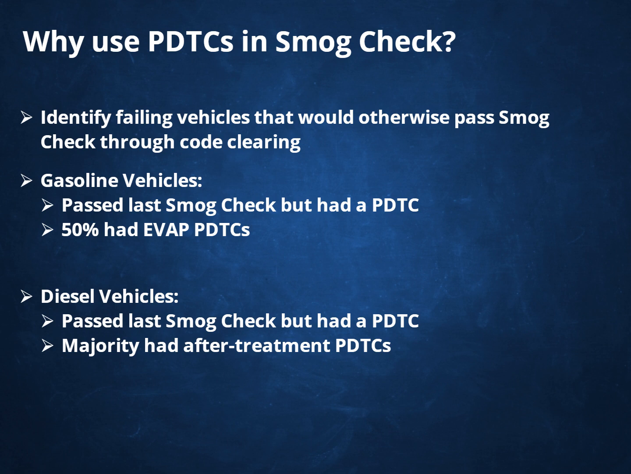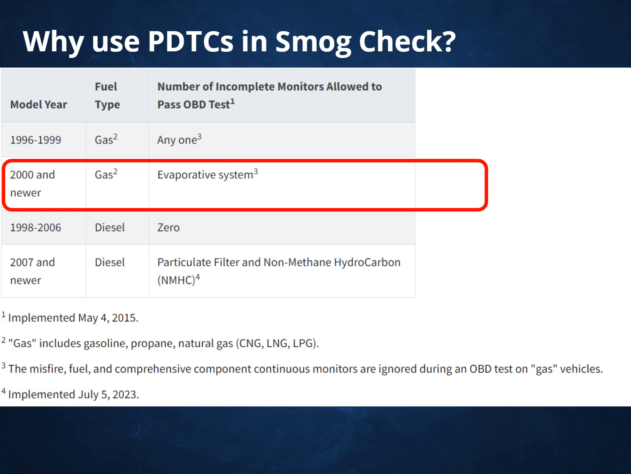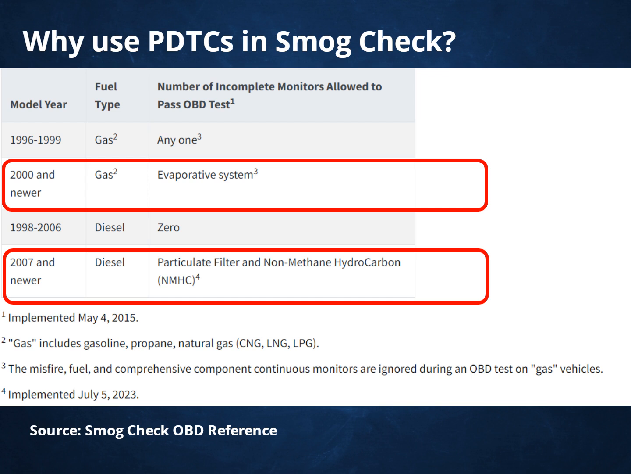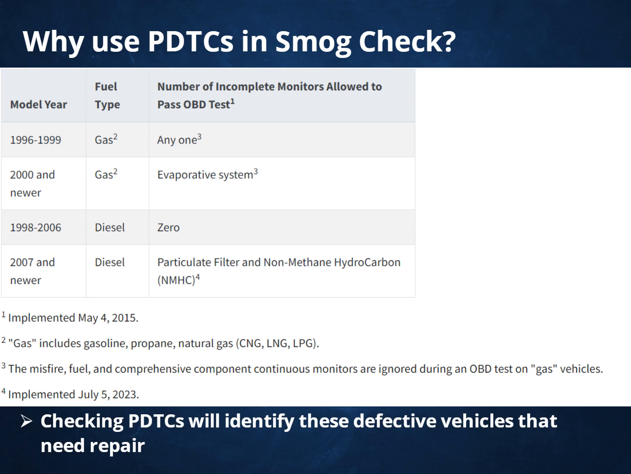The current smog check program allows the EVAP monitor to be unset to pass the smog check for gasoline-powered vehicles and particulate filter and non-methane hydrocarbon catalyst monitors for diesel-powered vehicles. While these allowances for unset monitors were to allow vehicles that had difficulty running the EVAP monitors for gasoline-powered vehicles and after-treatment monitors for diesel-powered vehicles to pass their smog check, this also allowed some code-cleared defective vehicles to pass their smog check. By incorporating PDTCs as an additional measure in the Smog Check program, PDTC implementation assists in closing this loophole.